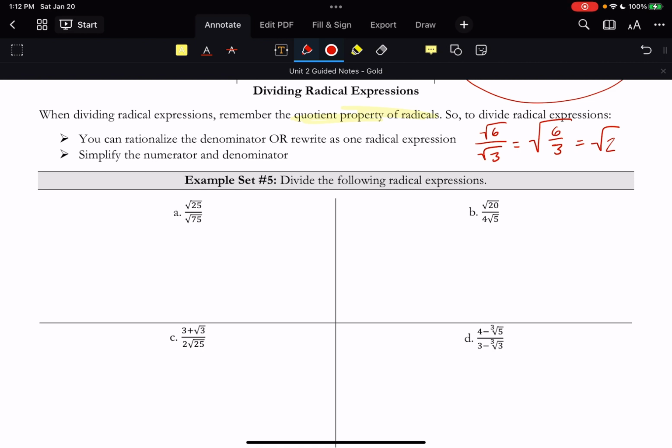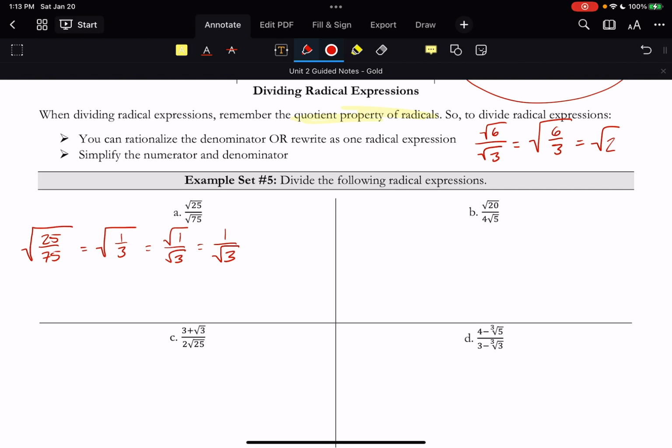So I have my first one, the square root of 25 divided by the square root of 75. So again, the quotient property tells me I can write this as one single fraction. So if I write that as one single fraction, and I want to simplify that down, I know that 25 over 75, the simplest fraction for that is 1 over 3. And then I can go ahead and split that up, kind of inverse of the quotient property. I can split those, so I get the square root of 1 over the square root of 3, and I know the square root of 1 is 1. So I have 1 over the square root of 3.